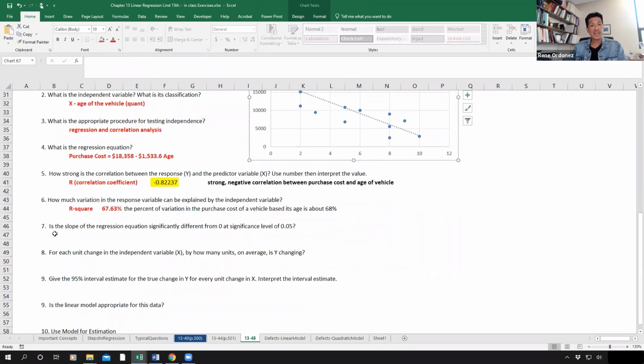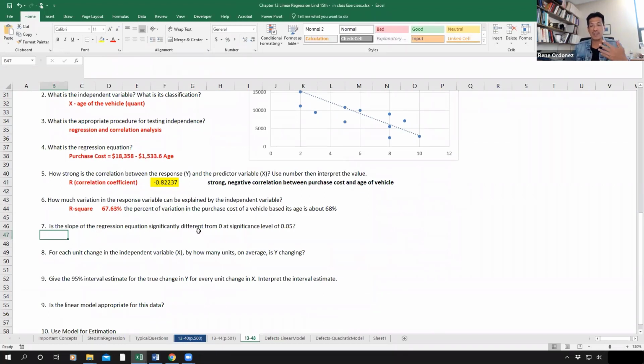Now, number 7, it says, is the slope of the regression equation significantly different from 0? So this is the slope test where we state that the slope of the linear model is 0. Translation, the model is not significant.